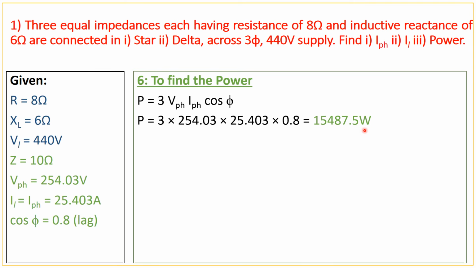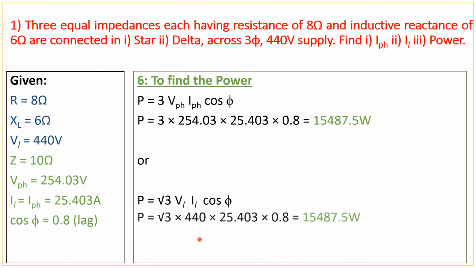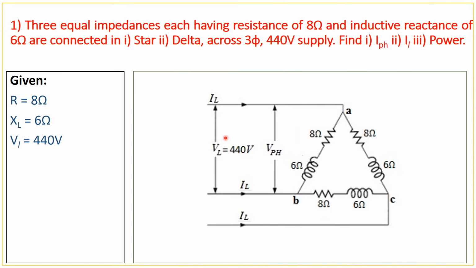15,487.5 watts. Or I can use the formula root 3 VL IL cos phi, where VL is 440, IL is 25.403, and cos phi is 0.8. The answer will be the same. So you can use any one of these formulas. So remember this. This finishes the first part, that is the star connection. I have found I phase, I have found IL, and I have found power. Next we will move on to delta.